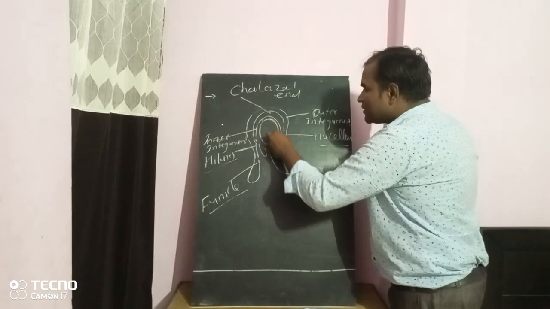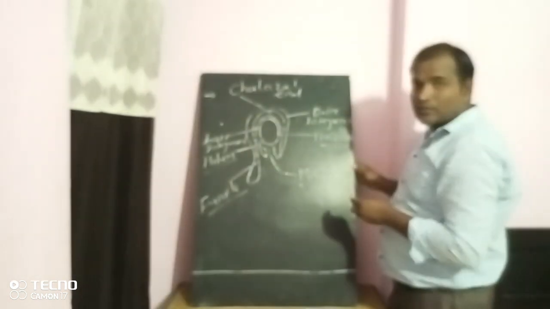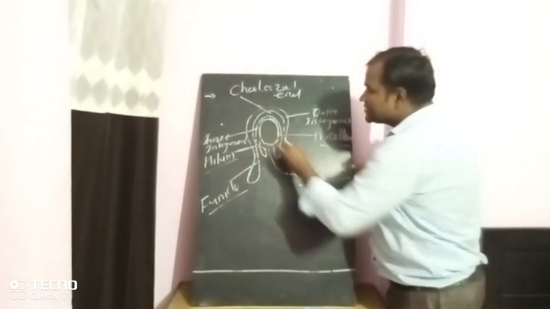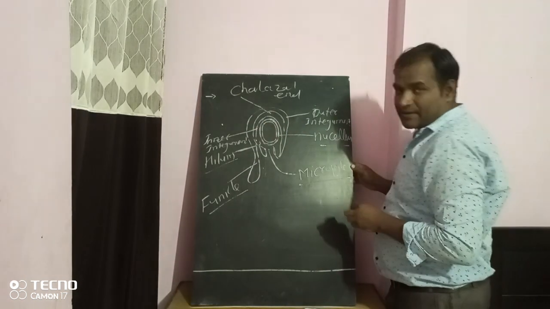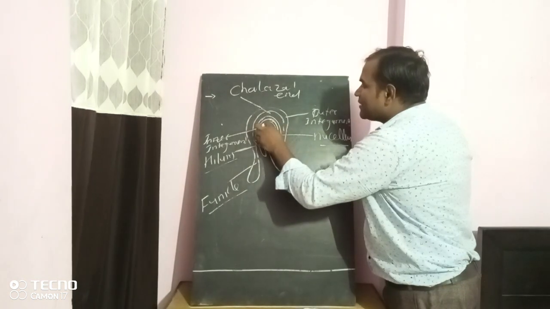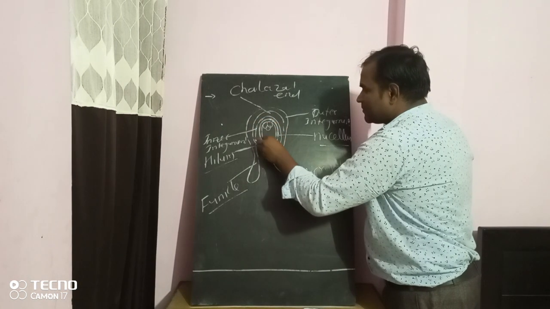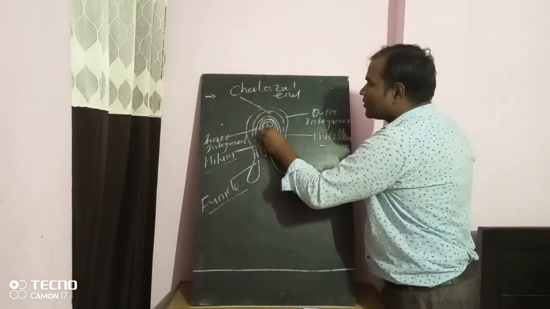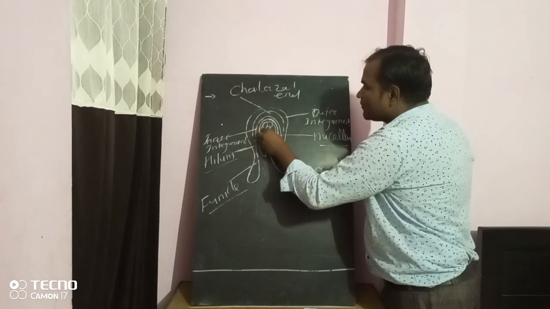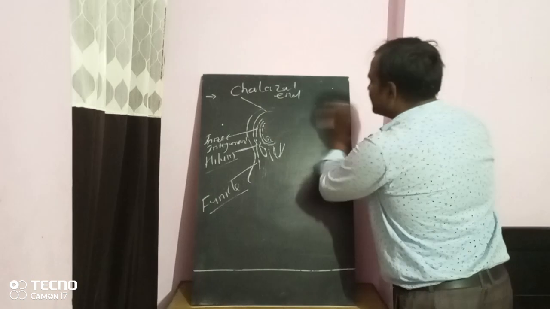Now the question arises: what structure is present as the body of the ovule? Inside the nucellus, a body is present which is called the embryo sac. That embryo sac consists of seven cells, and in this embryo sac the formation of the ovum takes place. I am going to elaborate this embryo sac structure.